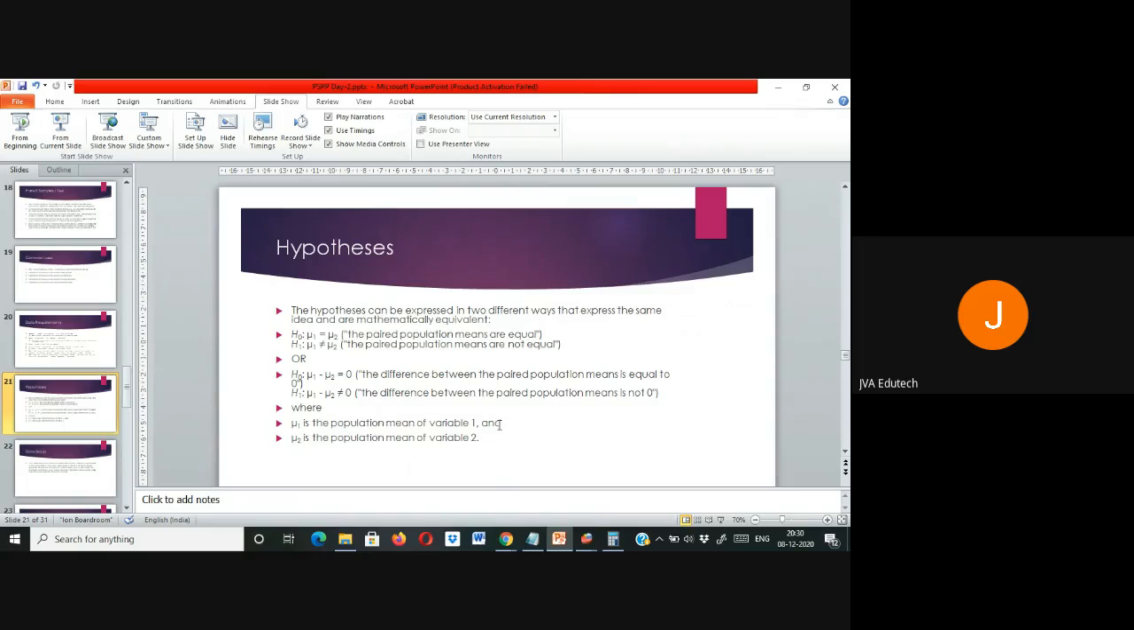Or otherwise, you can write it as mu1 minus mu2 is equal to 0, or mu1 minus mu2 is not equal to 0. That is, the difference between the paired population means is either equal to 0 or not equal to 0. Where mu1 is the population mean of group 1 and mu2 is the population mean of group 2.